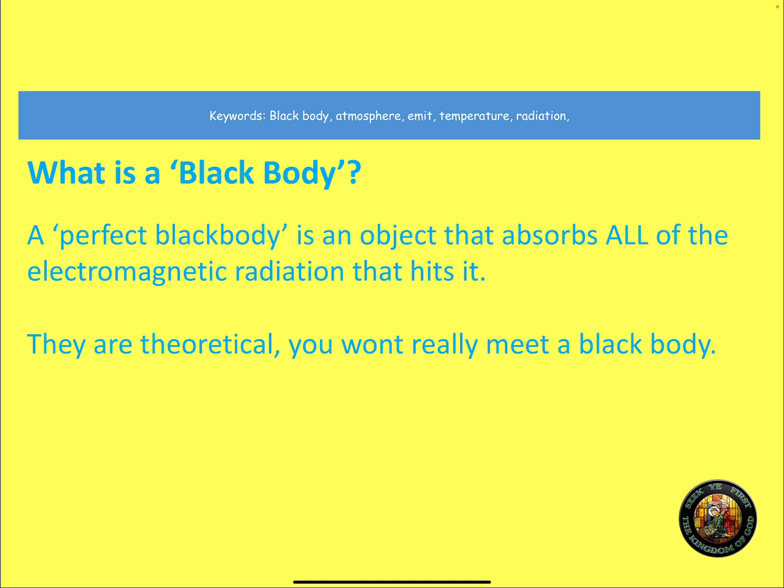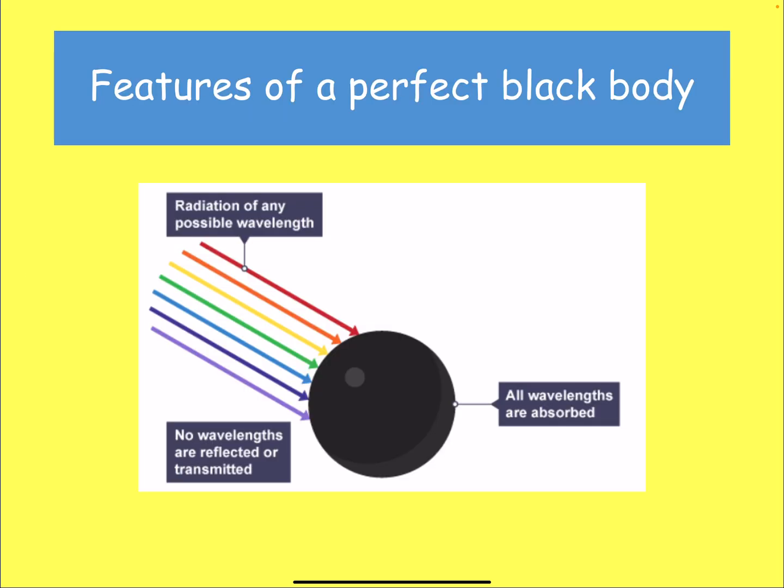So we need to think about, well, what is a black body? A perfect black body is an object that absorbs all of the EM radiation that hits it. They're only theoretical. You won't really meet a perfect black body. And this picture explains what that previous slide was talking about. You can see the radiation of possible wavelengths. The perfect black body absorbs every single wavelength. No wavelengths are reflected or transmitted.